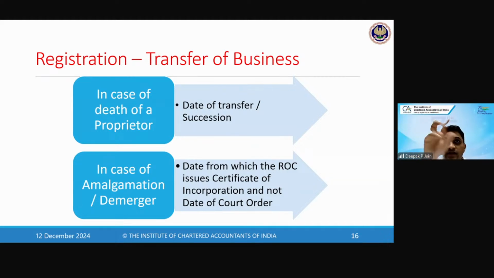So in that case, this business will be treated separate and his existing business will be treated separately. So when the legal heir has his existing business, then he can transfer the asset to his existing business as well.